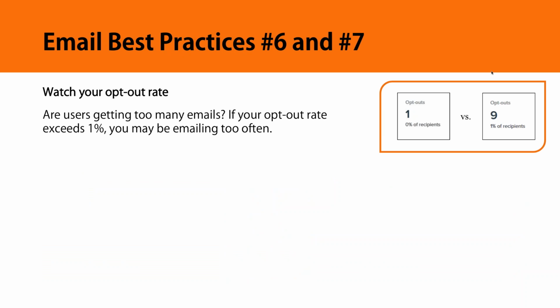And the last 2 little tidbits that we'll leave you with is to watch your opt-out rate. A lot of our clients ask, how do we make sure we're not emailing people too much, that we're not inundating them, that we're not irritating them? And our rule of thumb after doing this for 10 years is to watch your opt-out rate. If your opt-out rate exceeds 1%, you're probably emailing people too often.